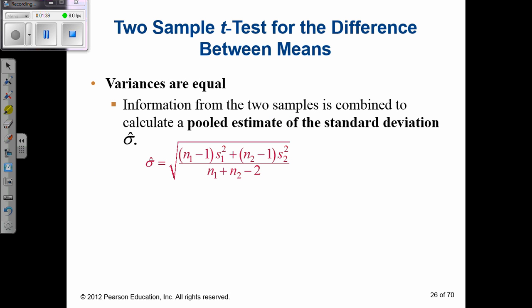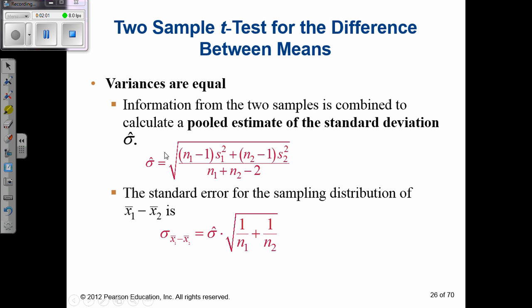Now, if the variances are equal, we're going to first find this piece, which is sample size 1 minus 1 times the standard deviation of sample 1 squared, plus sample size 2 minus 1 times the standard deviation of sample 2 squared, divided by sample size 1 plus sample size 2 minus 2, and take the square root of all that. Then take that quantity times the square root of 1 over sample size 1 plus 1 over sample size 2. And the degrees of freedom then is sample size 1 plus sample size 2 minus 2.